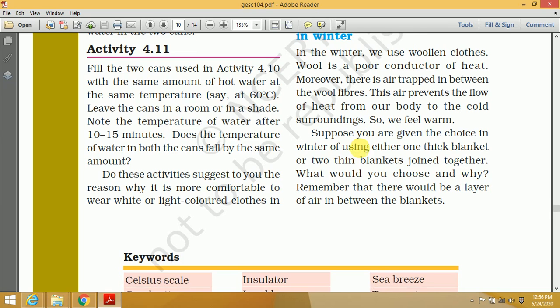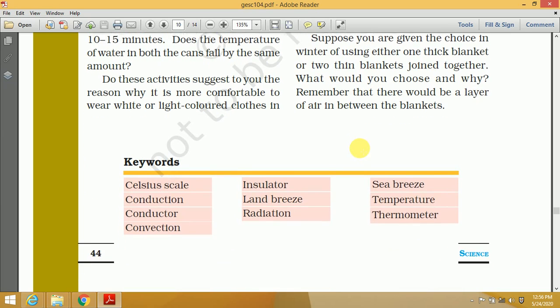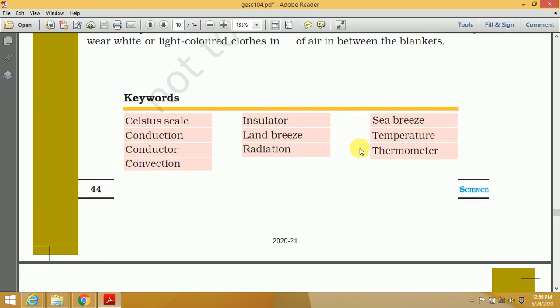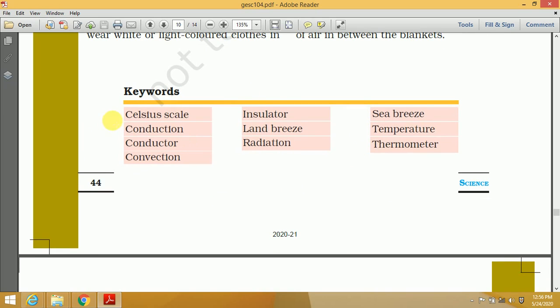So this is all about this chapter. You will write the key words in your notebook: Celsius scale, conduction, conductor, convection, insulator, land breeze, radiation, sea breeze, temperature and thermometer. So next time we will discuss the question answers and extra questions of this chapter.